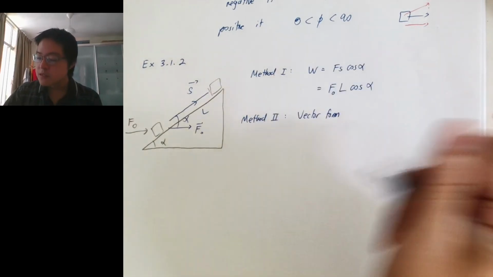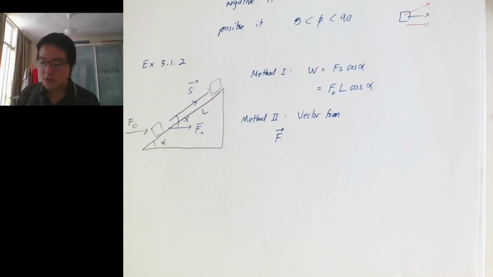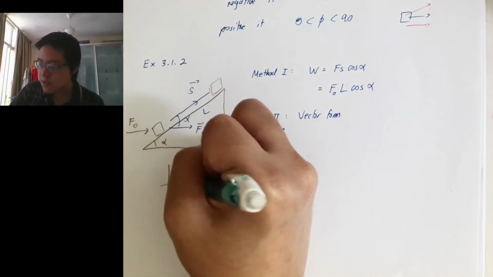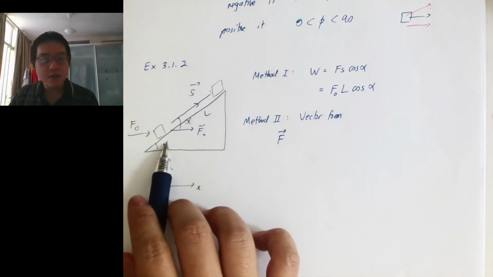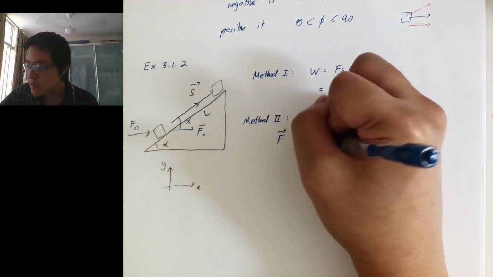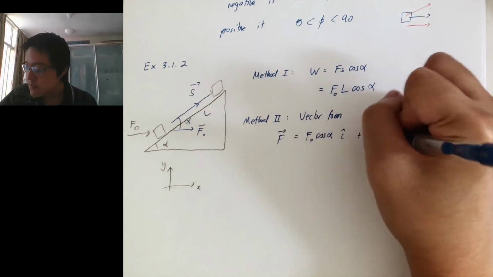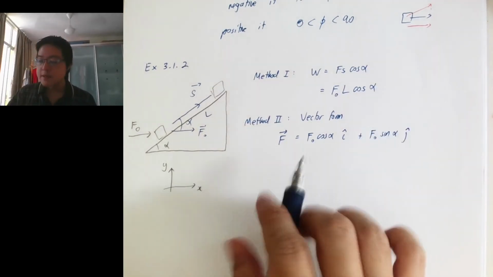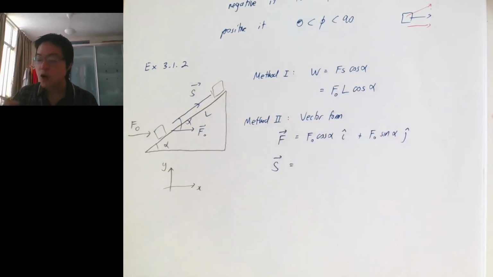Okay, so to get the vector form, I need to express this in vector notation, and again I will choose my axis. So I will do this choice. That means the horizontal component of my F is the magnitude times cos alpha, this is the i component, and then the vertical component is sine alpha j. Then my displacement vector will also have components.